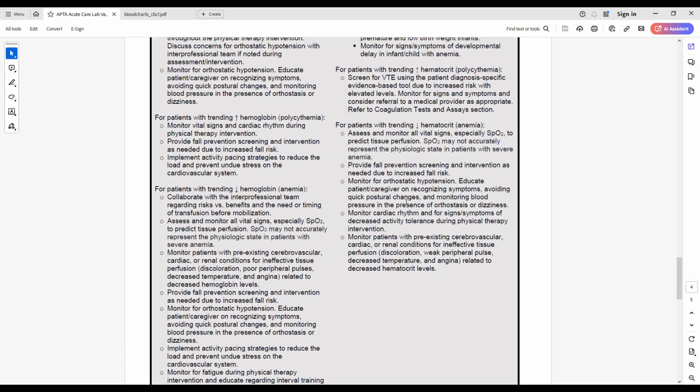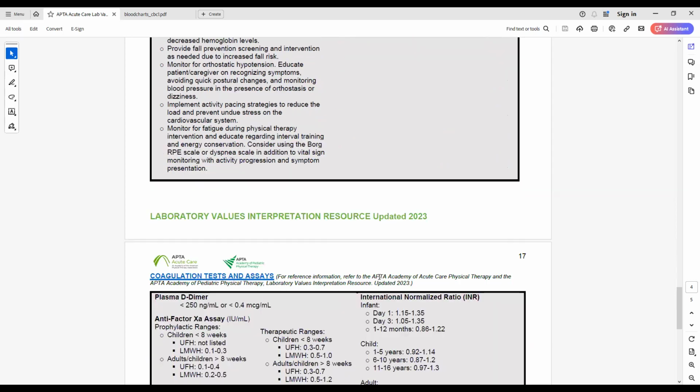Monitor for orthostatic hypotension, educate patient or caregiver on recognizing symptoms, avoiding quick postural changes, and monitor blood pressure in the presence of orthostasis or dizziness. Monitor cardiac rhythm and signs and symptoms of decreased activity tolerance during physical activity intervention. Monitor patients with pre-existing cerebrovascular, cardiac, or renal conditions for ineffective tissue perfusion, like discoloration, weak peripheral pulses, decreased temperature, and angina related to decreased hematocrit levels.